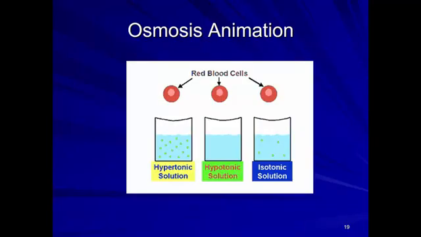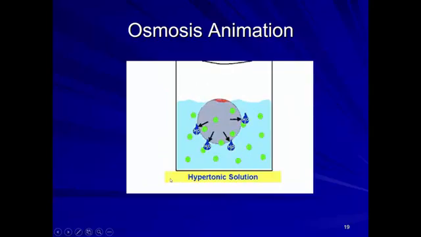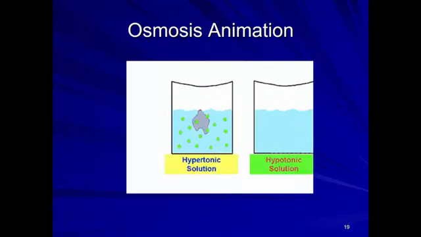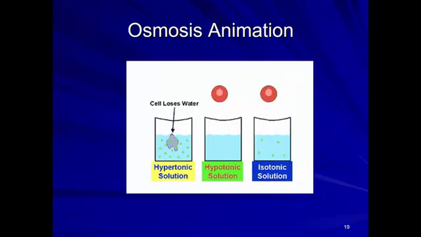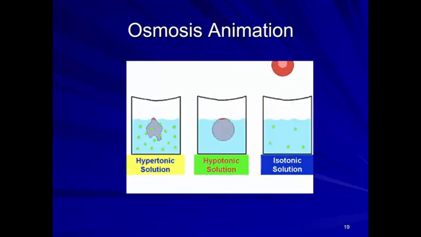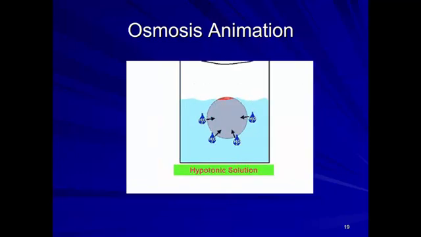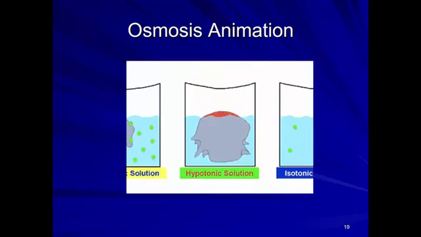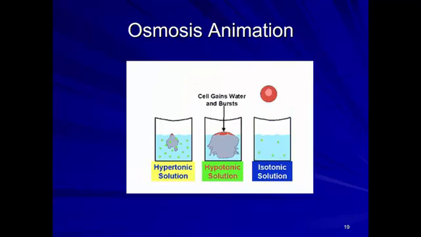Here's a quick animation of a red blood cell in a hypertonic solution, hypotonic solution, or isotonic. So the red blood cell goes in the hypertonic solution, the water goes where the salt is, and it shrivels up. In a hypotonic solution, the cell has more dissolved substances inside, so the water goes in, causes the cell to swell, and eventually burst. It's best if you put blood cells in isotonic solution, equal concentration, so the cell stays happy.